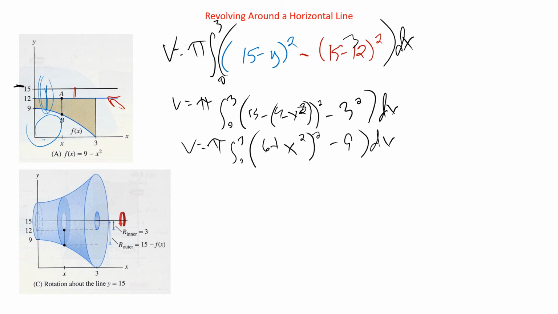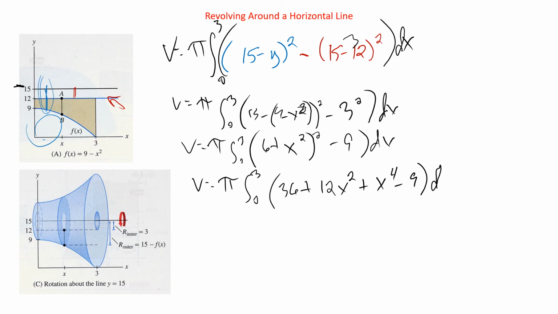Now we can multiply that out. There we go. Volume equals pi, 0 to 3. 6 squared will be 36, plus 6x squared plus 6x squared will be plus 12x squared, plus x to the 4th minus 9 dx. 36 minus 9 will combine to give us a 27. So we have volume equals pi times the antiderivative of 0 to 3 of 27 plus 12x squared plus x to the 4th dx.